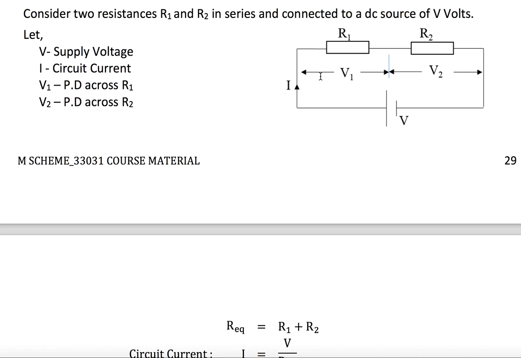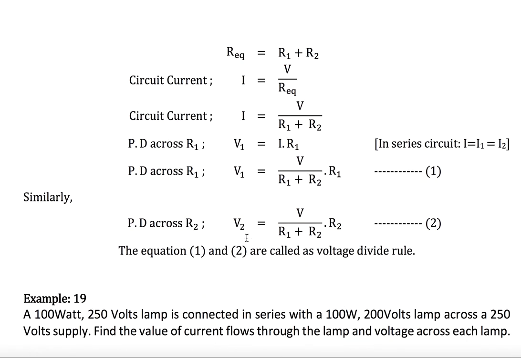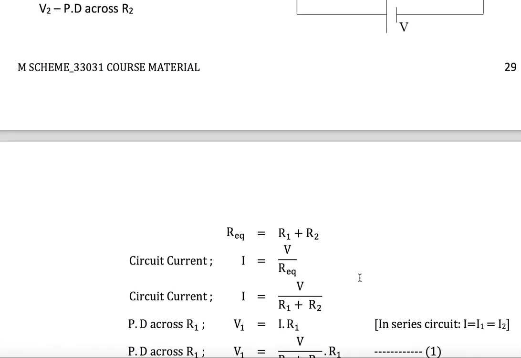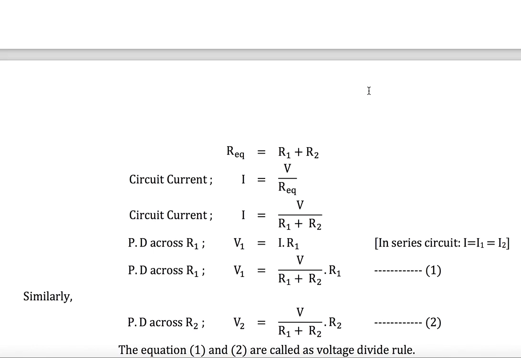So what is V1? I into R1, so V by R1 plus R2 into R1. V2 equals V by R1 plus R2 into R2. These two equations are known as the voltage divider rule, or voltage division rule. What it says: V upon the total resistance into the same resistance.